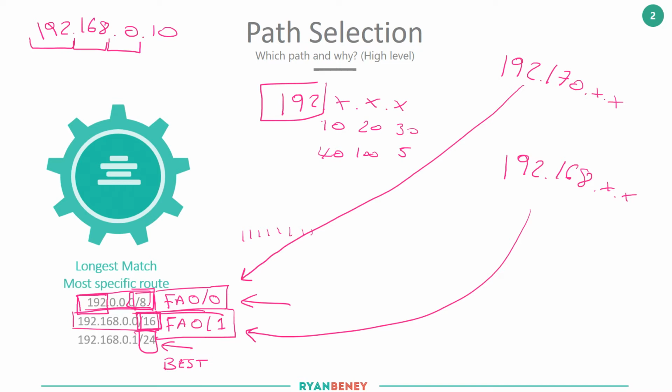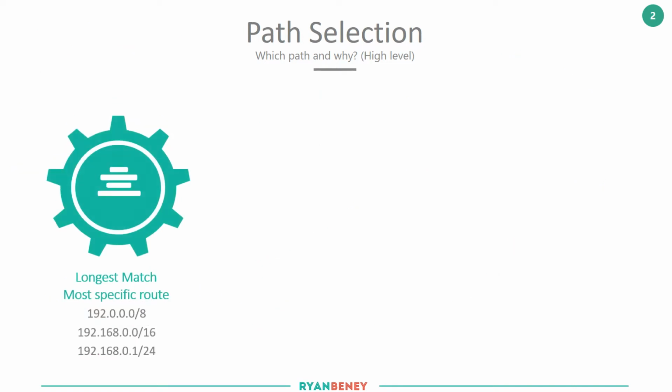If a path is lost, let's say we're still trying to get to 192.168.0.10, but this /24 path is no longer in our routing table, then we would obviously use the next longest match, which is /16. We can also use the longest match as a method to change the way we route traffic.